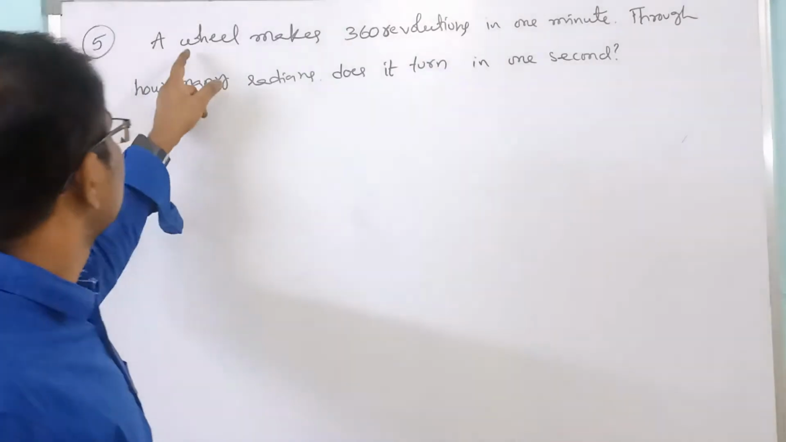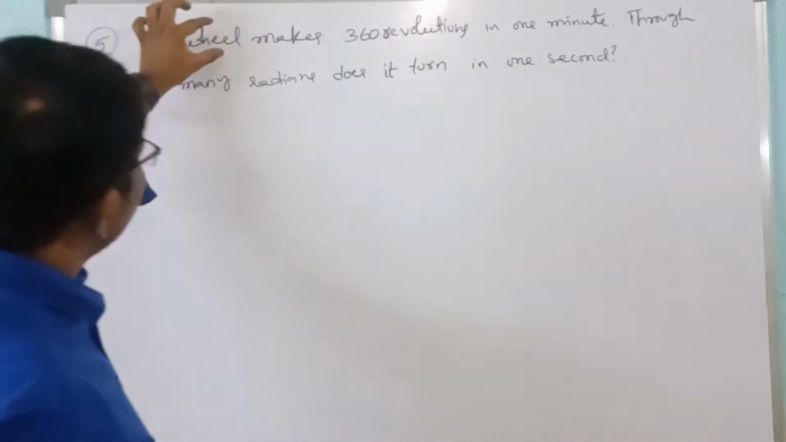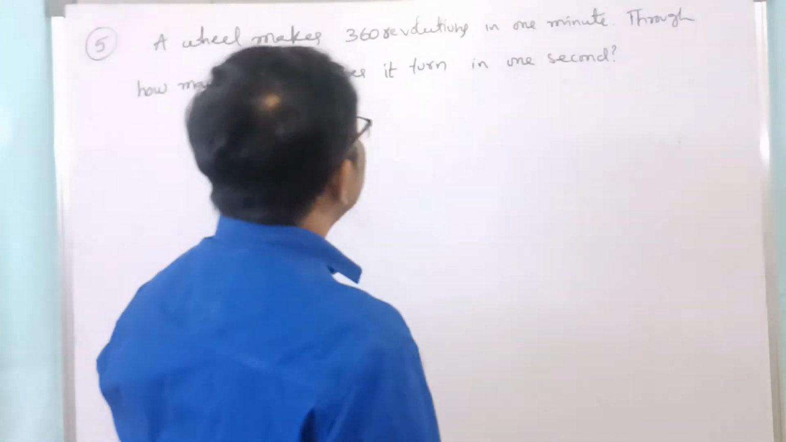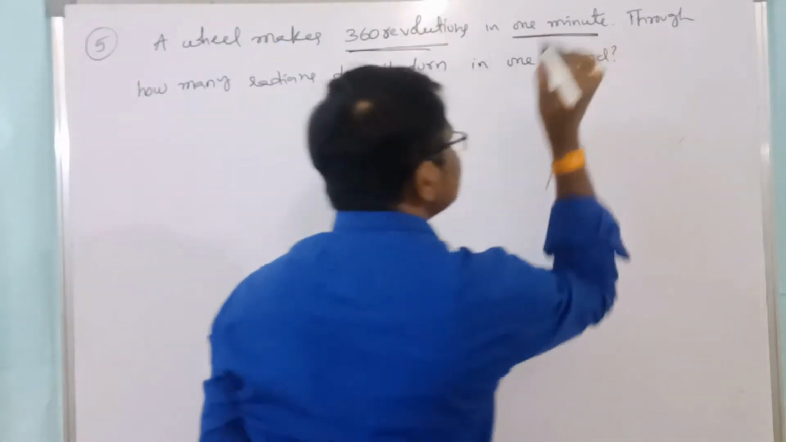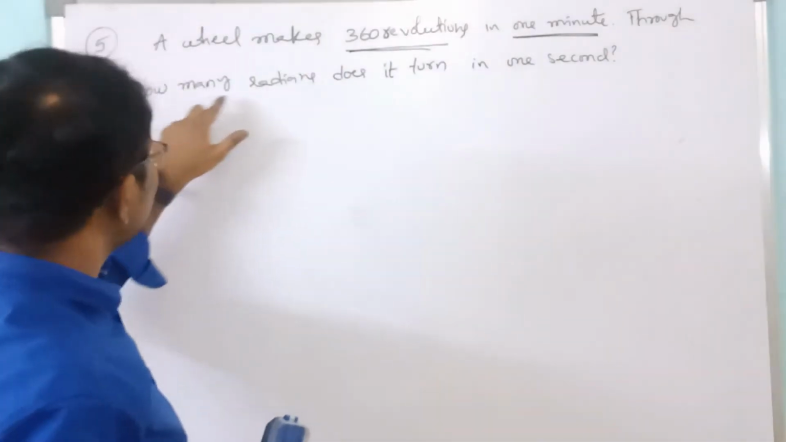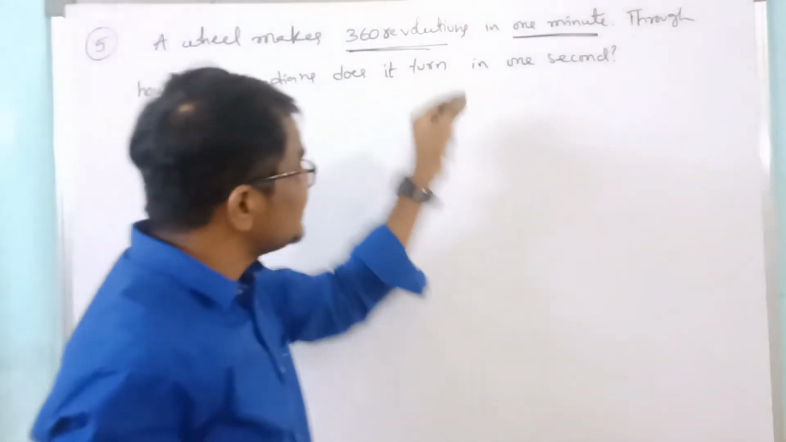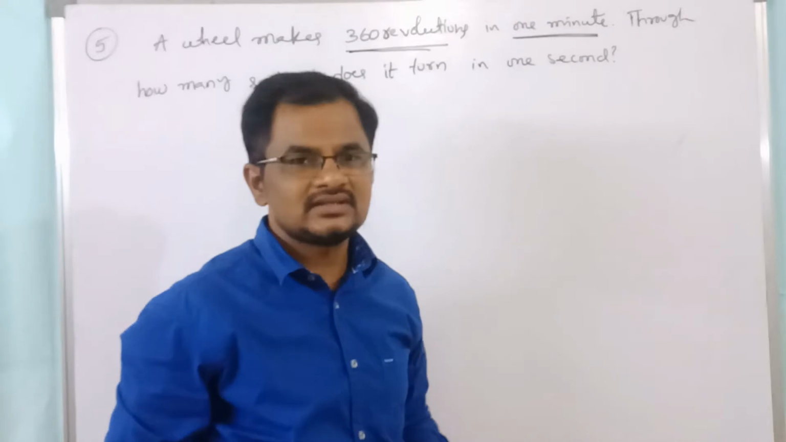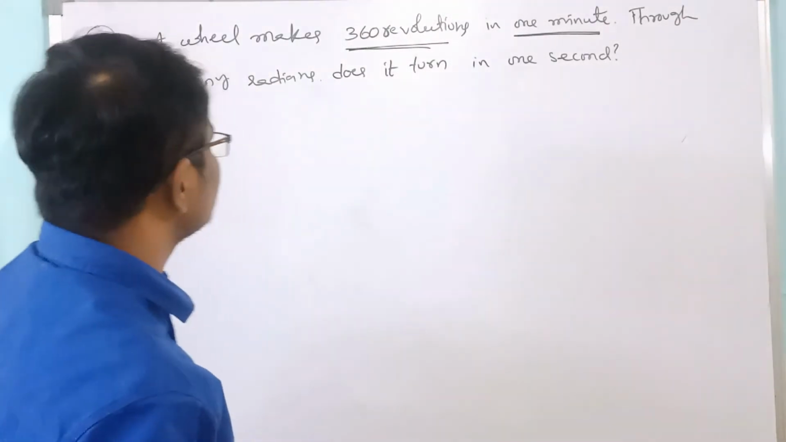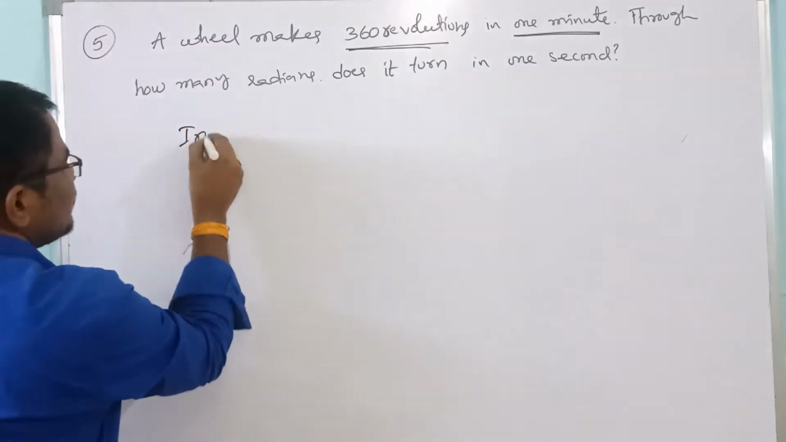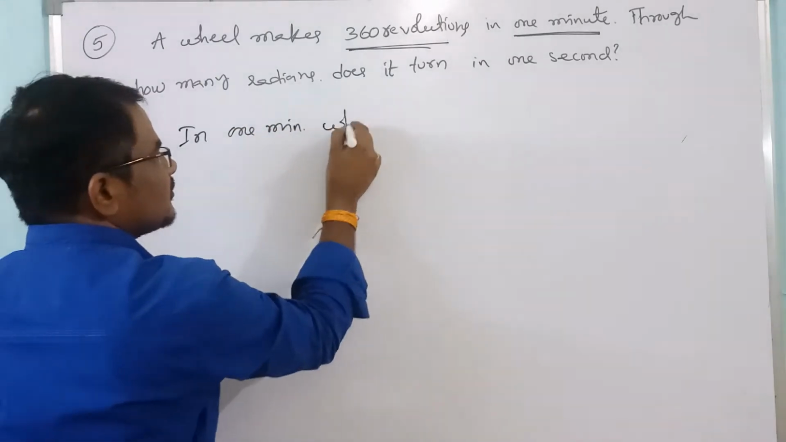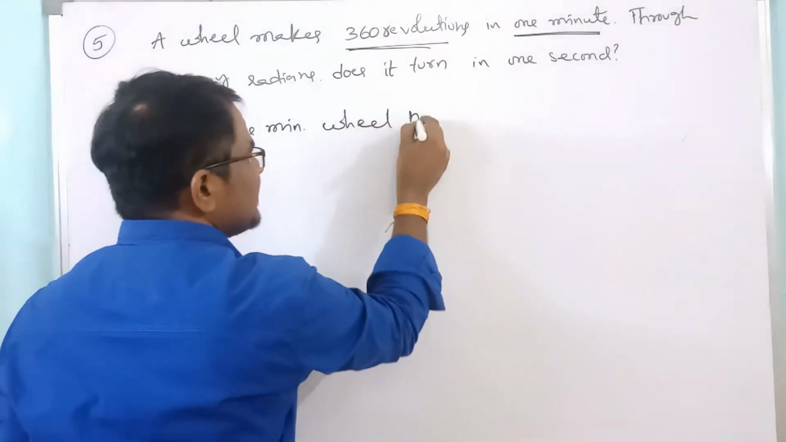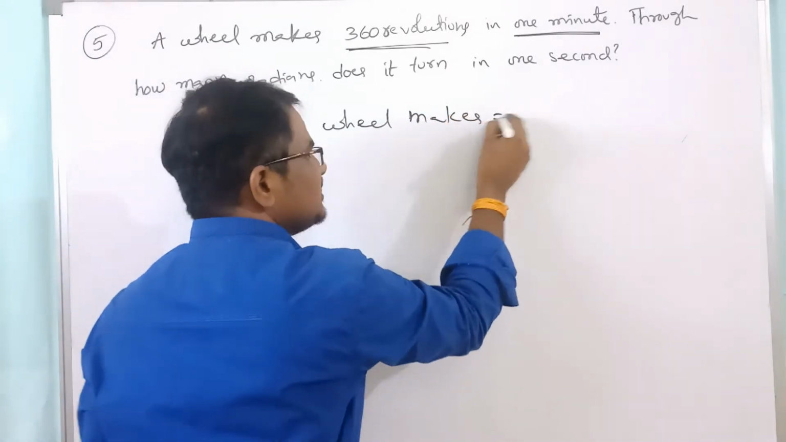See the fifth problem. A wheel makes 360 revolutions in 1 minute. Through how many radians does it turn in 1 second? Right? Most important problem. Listen carefully. In 1 minute, how many revolutions does the wheel make?